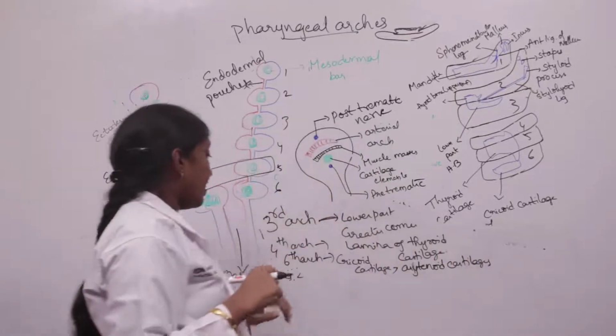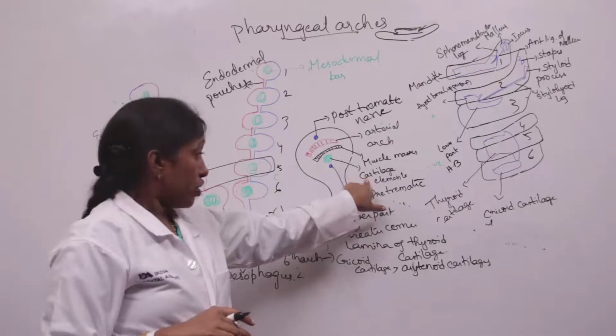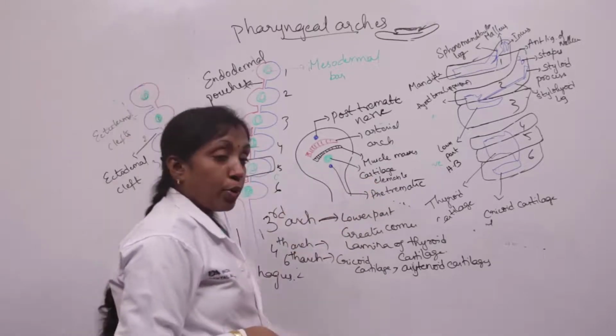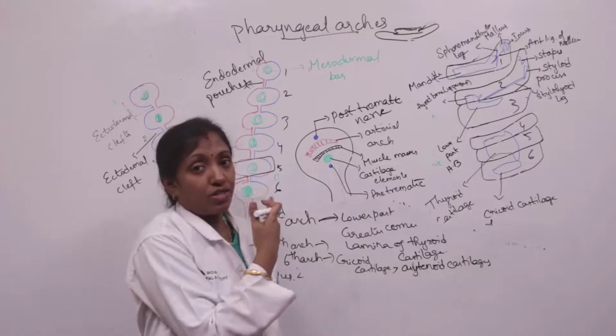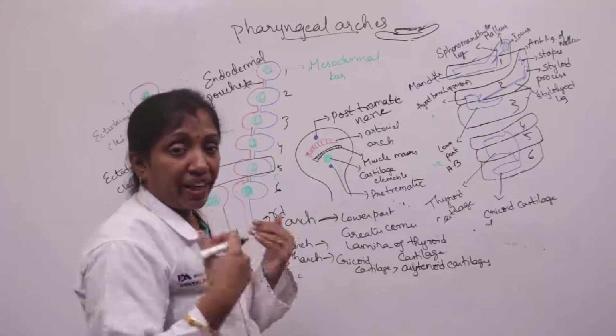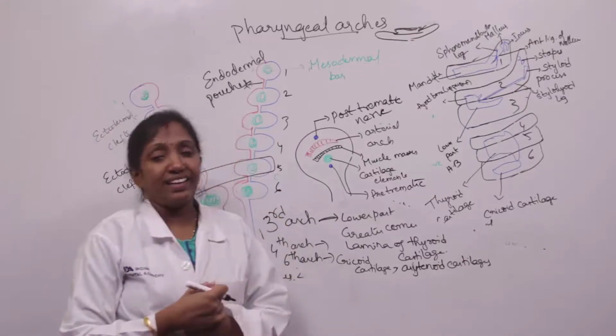So these are the derivatives of the arches, nothing but the derivatives of the cartilage elements or skeletal elements. Okay, so that's about the mesodermal arches. The mesodermal arch cells are pluripotent. They may give rise to aortic arches, muscle masses and skeletal elements.